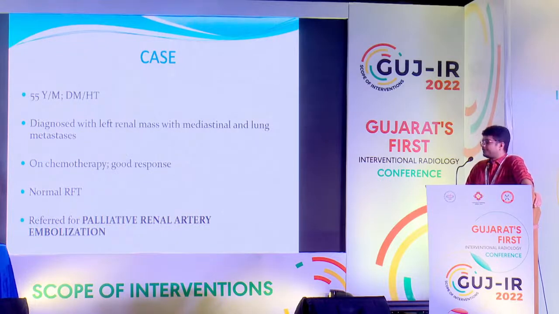Diabetic hypertensive 55-year-old male diagnosed with left renal mass with mediastinal and lung mets. So in a renal tumor, palliative nephrectomy gives more survival benefit than a renal artery embolization. But when there are so many mets and the patient doesn't want to undergo a major surgery like palliative nephrectomy, we can do renal artery tumor embolization selectively.